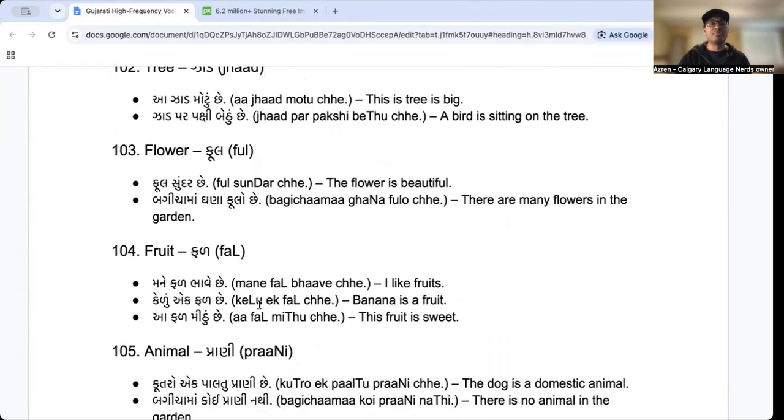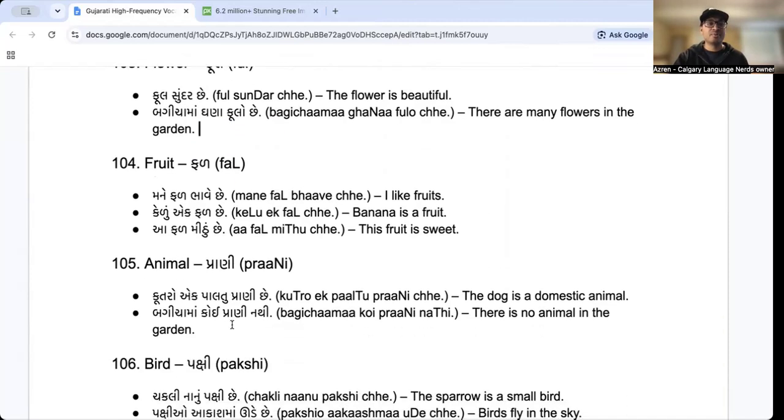Number 103, ful. Ful is flower. Ful sundar che. The flower is beautiful. Or bagichama ghana fulo che. Bagicho, by the way, I don't think I have it in this document, but bagicho is a garden. I'll type it for you here. So bagichama ghana fulo che. There are many flowers in the garden.